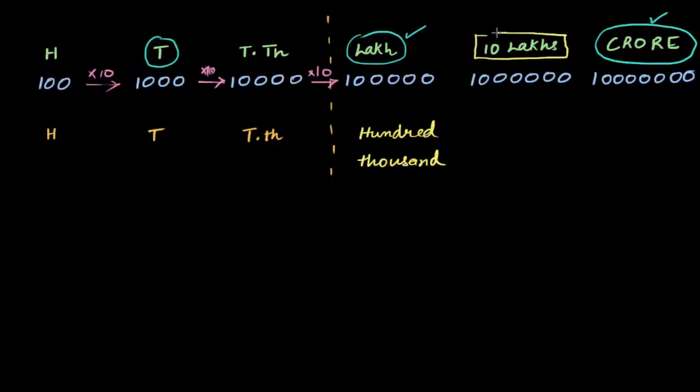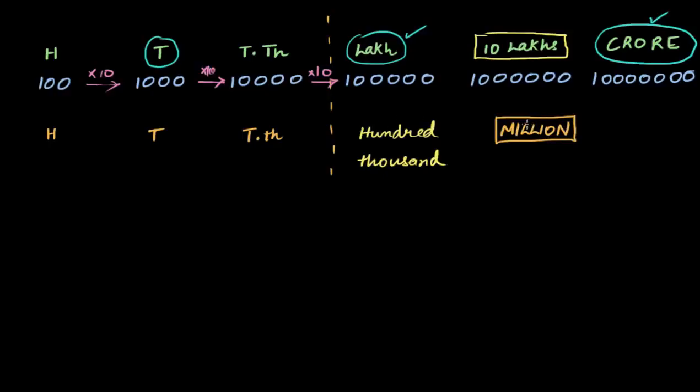This number that we call 10 lakhs, which is basically 1 followed by 6 zeros, our first 7-digit number, that one is called a million. M-I-L-L-I-O-N. A million. So now you know exactly how big a million is. It's exactly equal to 10 lakhs.